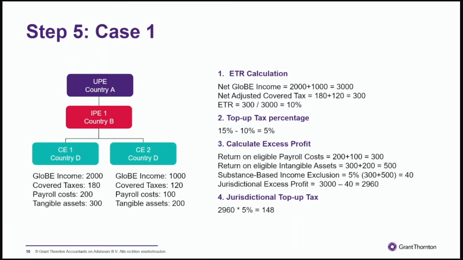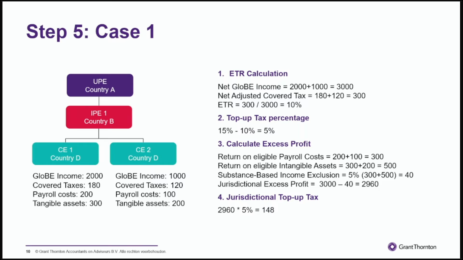Yeah, we have here a, well, more or less real life case with a company A in UPE. We have in country B and two companies in country D. And when you see the country D, they have a globe income of CE1 of 2000 and CE2 of 1000. So for the ETR calculation, it's necessary to add those, because in one country you add those together. So the net globe income in that case is 2000 plus 1000 is 3000.